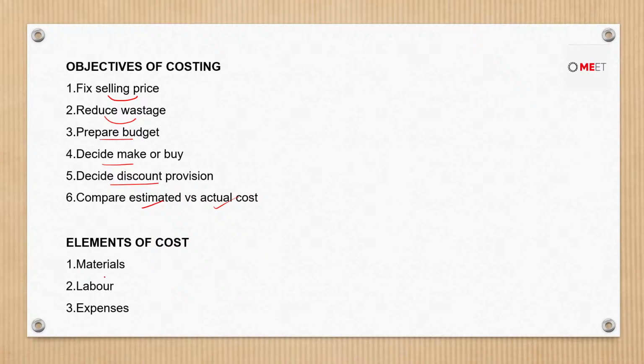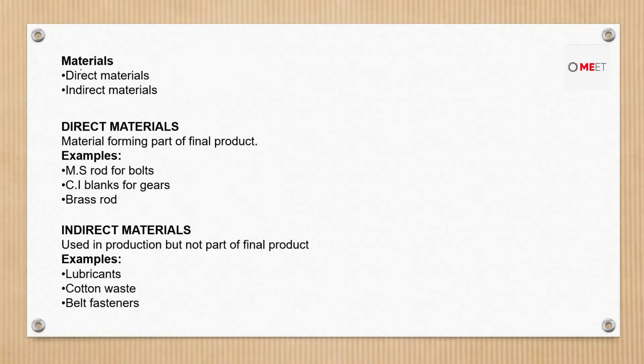The elements of costing are materials, labor, and expenses. Under materials, we have direct materials and indirect materials. Direct material could be mild steel rod, which is used for fabricating the bolts, cast iron blanks for gears, or brass rod. These are the direct consumables. Okay. So on these materials, the actual operation is being performed.